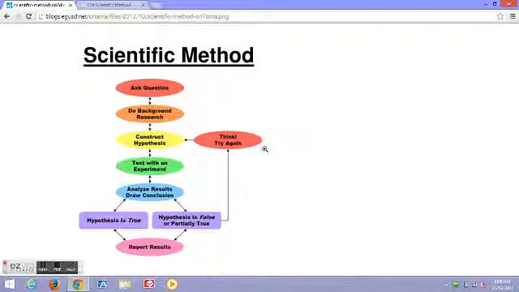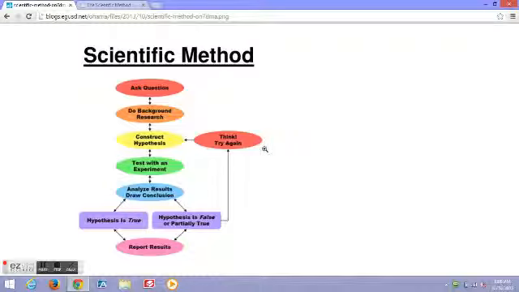Step 1, you have to ask a question. You've got to have a problem that you're trying to solve, otherwise there would be no need for this. So you start by asking a question that needs to be answered. Second step, you do background research. You search different things that can give you more information on the topic, and then you use that information to solve your problem. So then you construct your hypothesis.